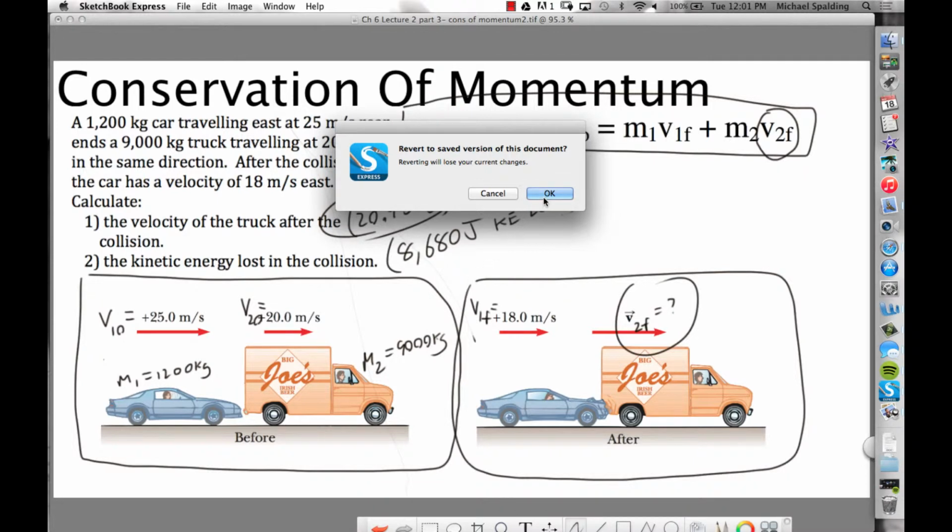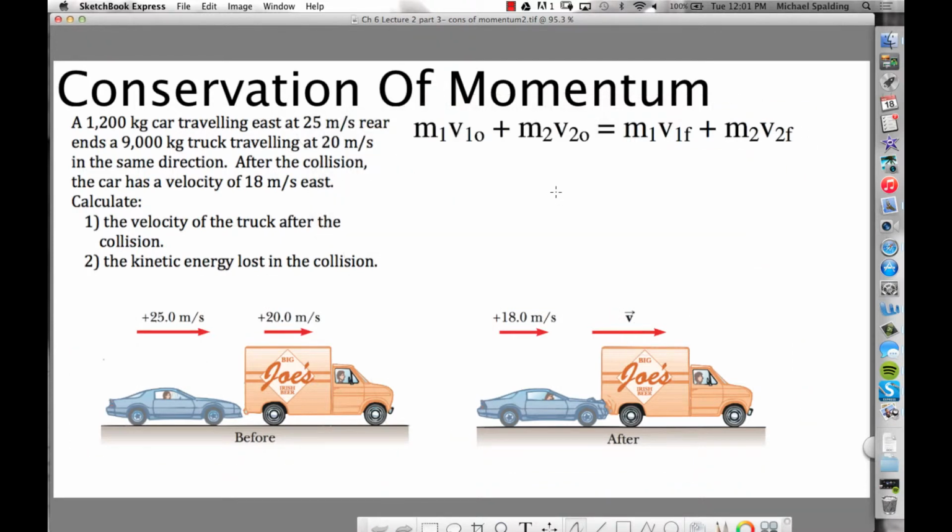It's asking for the kinetic energy lost in the collision. Now look, in 90% of the collisions that you're going to see, kinetic energy is going to be lost. You're going to lose energy.